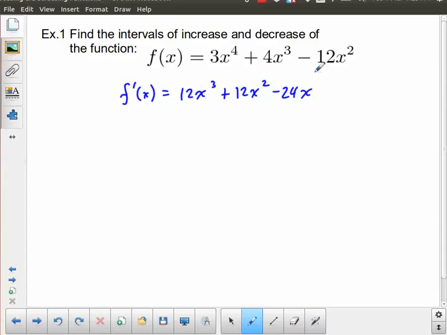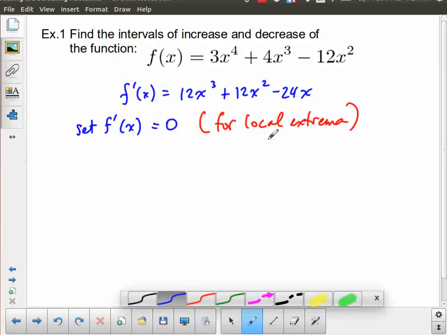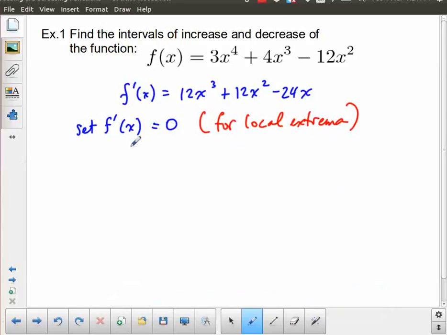Now, the next thing we're going to need to do here is set f prime of x equal to 0. And remember, why do we set f prime of x equal to 0? It's because we are looking for the local extrema. And you always do need to include this part at the very least. It's never a bad idea to include a little note about why you're doing it, to show in your solution that you understand why you're doing this.